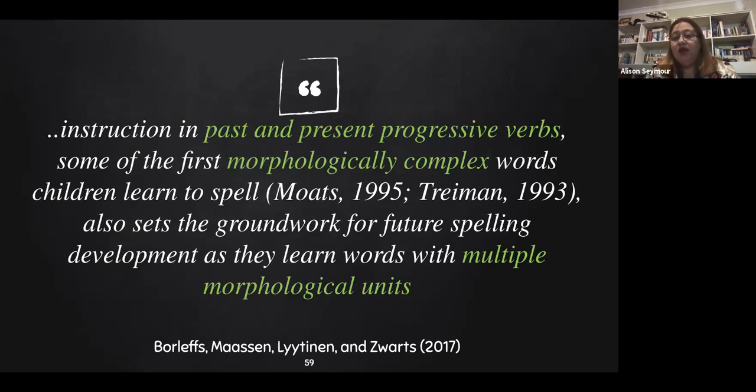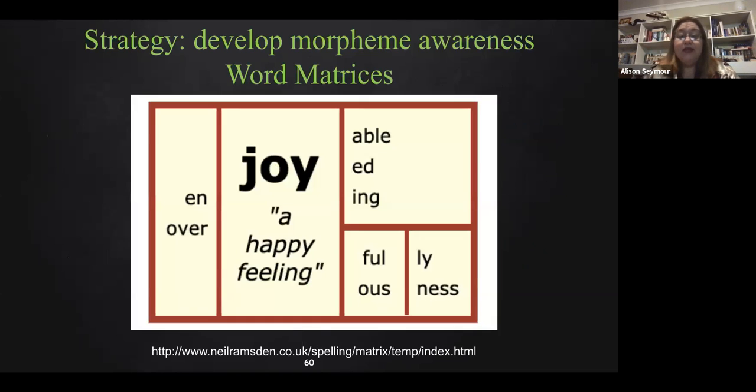So what that might look like, your past and present progressives, your -ings. These are some of the first morphologically complex words that children learn to spell, both as first language speakers and second language speakers. And really focusing in on how the words change with these additions of the -ing or the plurals and the -eds will help them with their morphological awareness when they're using words that are more complex. So this is a really nice tool that you've got the website there.